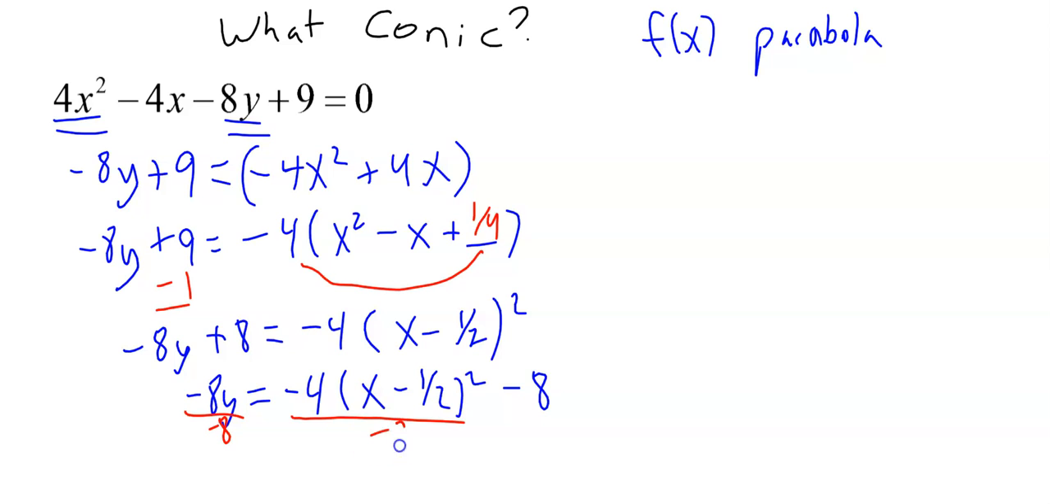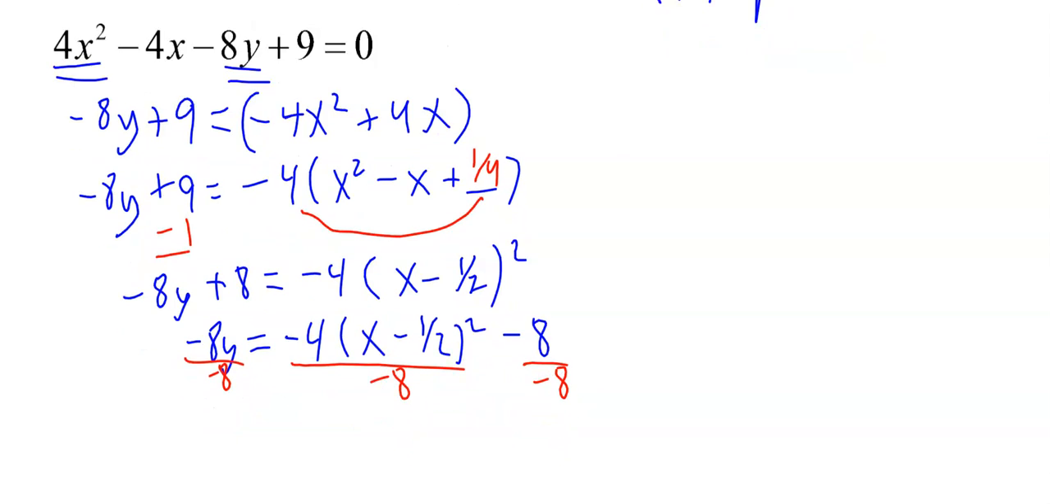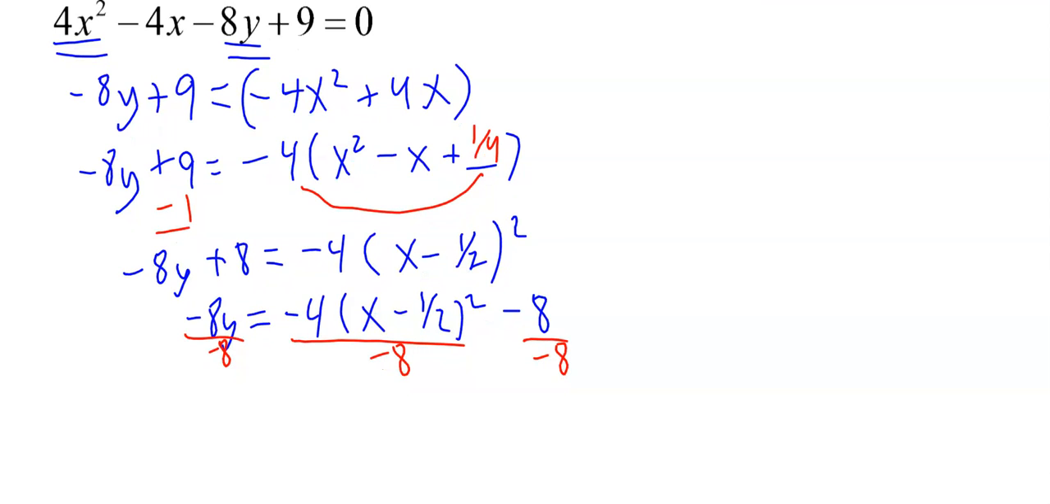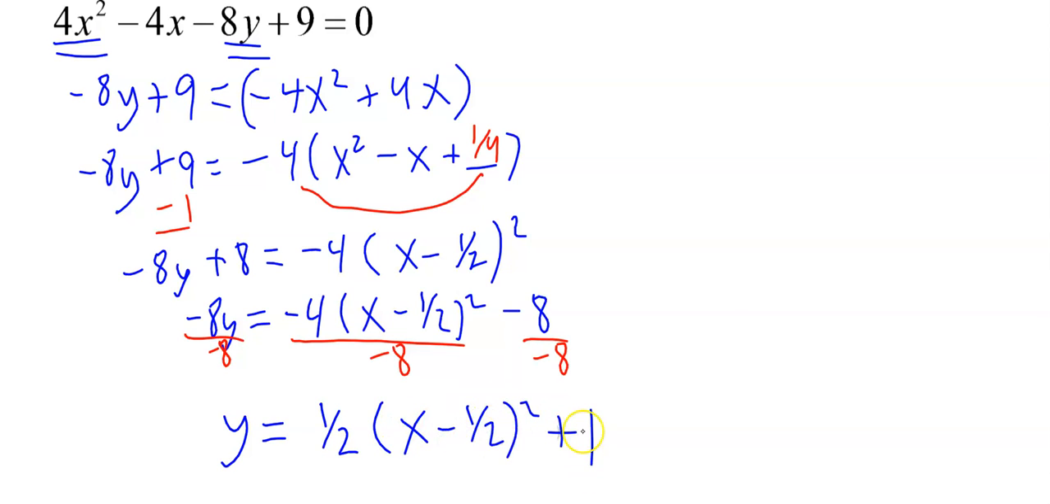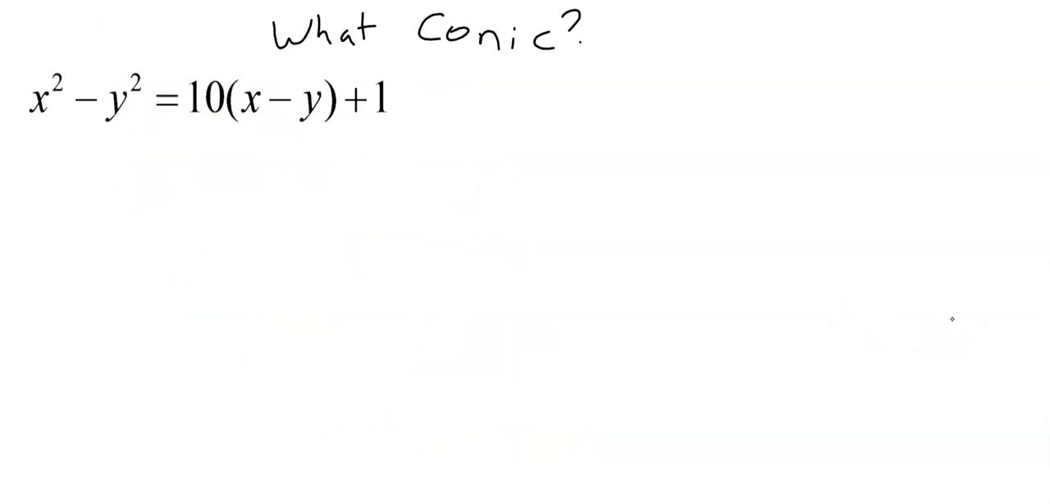And now divide by negative 8 here. Divide this by negative 8. Divide this by negative 8. And you get, let's see, we get y, that's good, equals, this is positive 1/2 for your a value, (x minus 1/2) quantity squared plus 1. So our vertex is at (1/2, 1) for my h and k there. And you can go on and graph the rest of it.